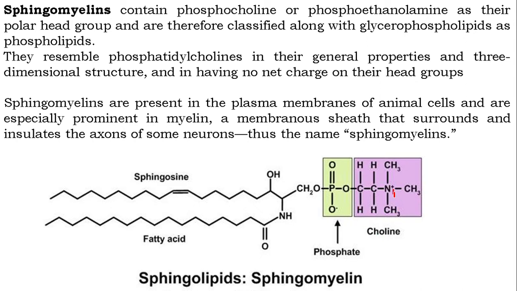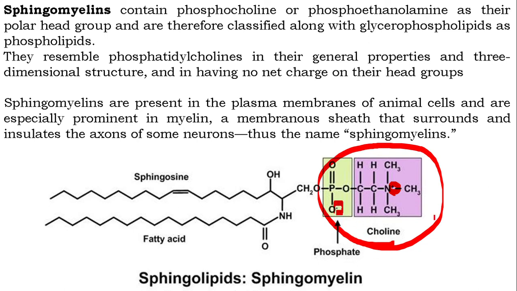Here can you see a positive group? This positive group makes this region a polar head region. And here there is a negative charge as well. This is a typical example of a sphingomyelin. They are present in the plasma membranes of animals, and they are especially prominent in the myelin sheath around neurons. Now you might have understood why we call it myelin sheath.